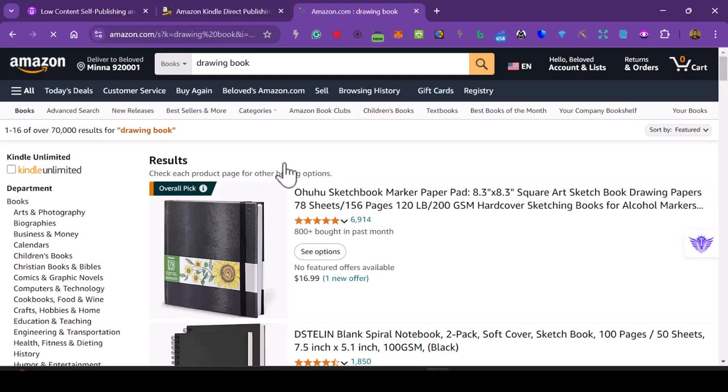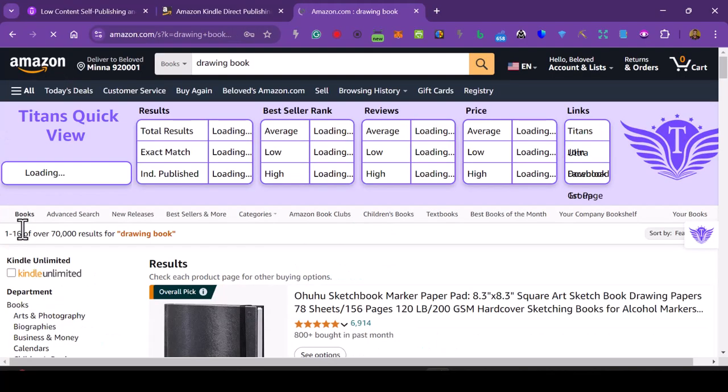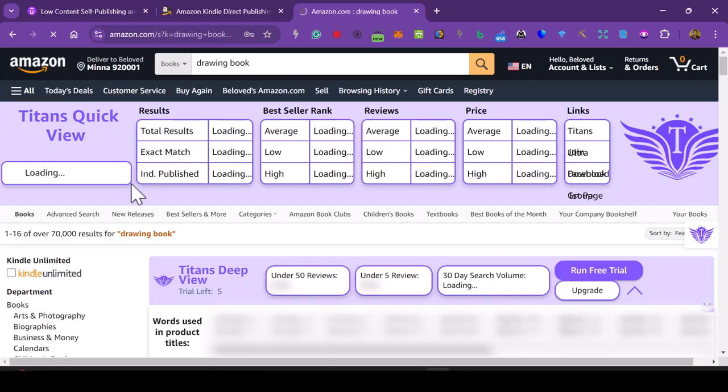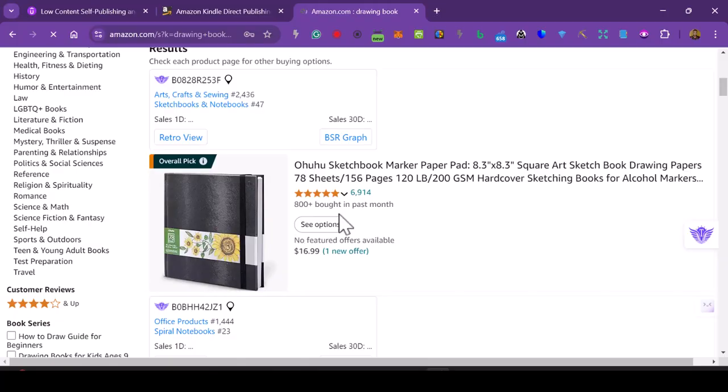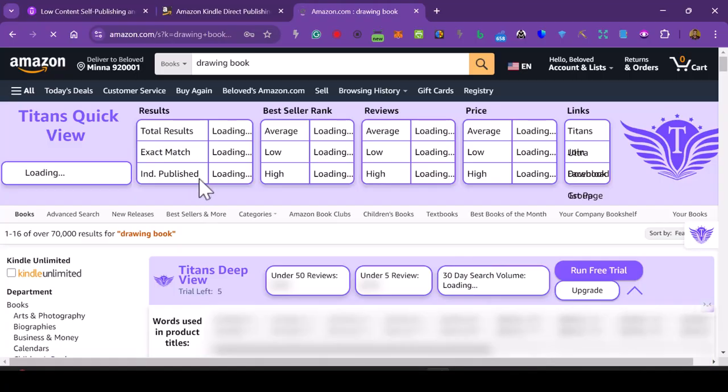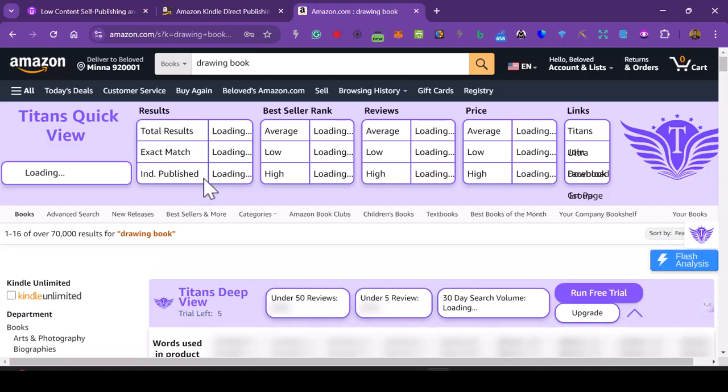Yeah, and right now we still have 1 to 16, which is very good, and you'll see more stats from Titans Quick View. So wait for the stats, and you can look into other things. Another thing you need to look into is the individual published. You have to look at how many individuals are publishing or independently published. I call it individual or independently, it's just the same. To do a competition research, that's the two things you need: this 1 to 16, and this individual or independent published.